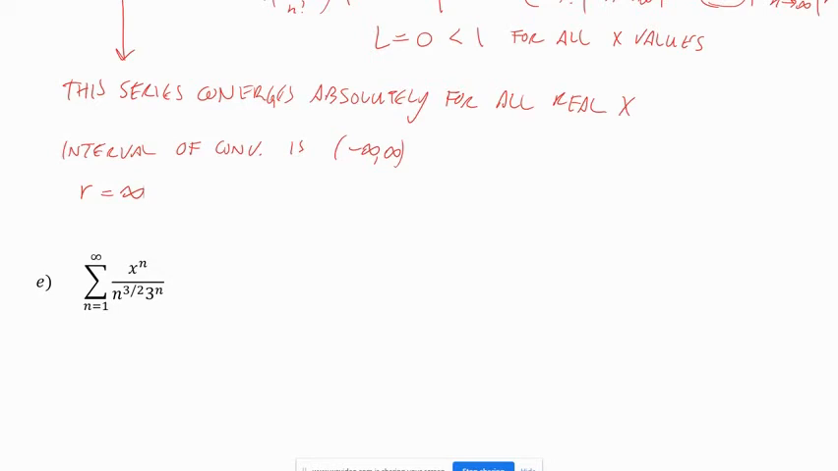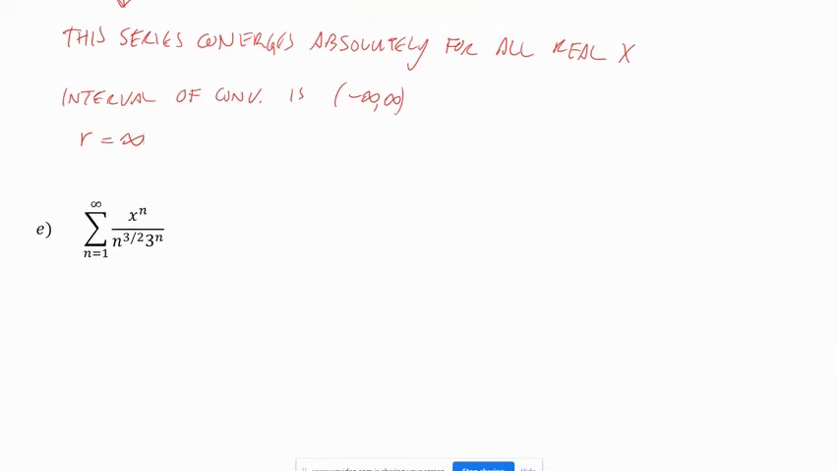I'll work through one more example where we have to test the endpoints with this one, example E. And so setting it up with the ratio test, we get L is equal to the limit as n approaches infinity. By the way, you'll notice that in almost all these examples, the ratio test is going to help us find the interval of convergence. And even the first example that we did where we used the geometric series, we could have done the ratio test for that one as well.